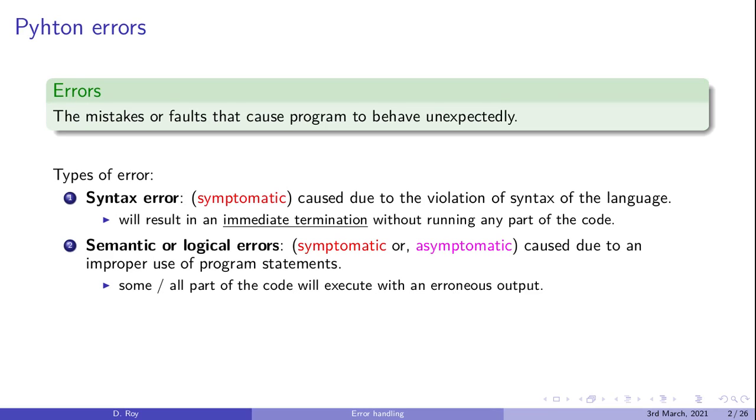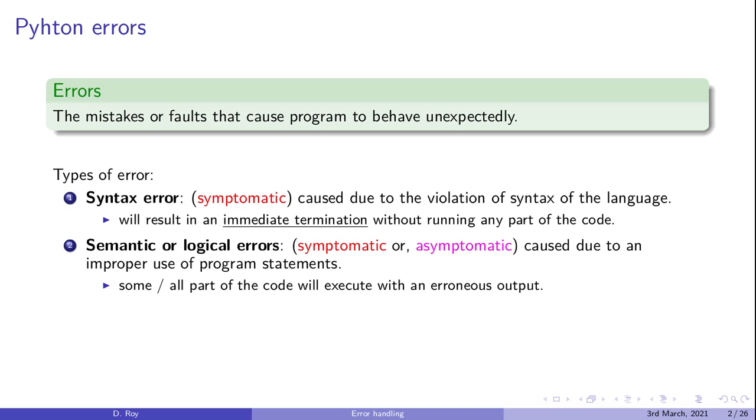Now, based on the reason for which an error has occurred, it can be classified into certain categories. One of the categories is called syntax error. A syntax error is caused due to the violation of the syntax of the defined language, the language that we are writing the program in. Syntax errors are symptomatic. That is, whenever there is a syntax error in your code, the compiler, or in our case for Python programming, the interpreter, will provide us with an error message that there is a syntax error, and after getting that, we need to fix it.